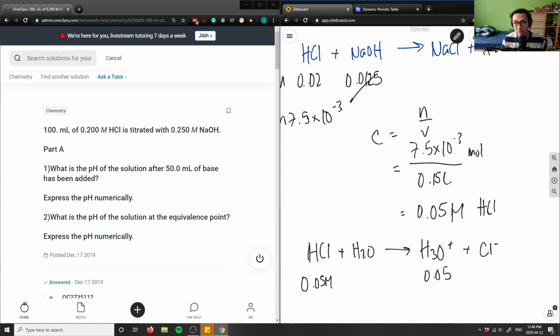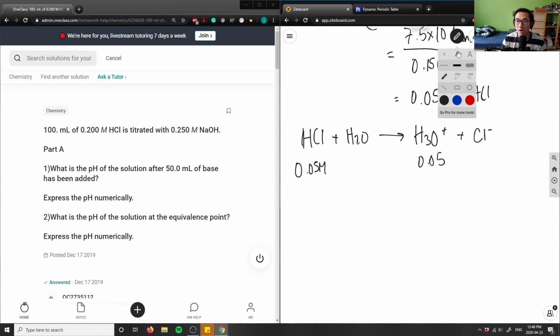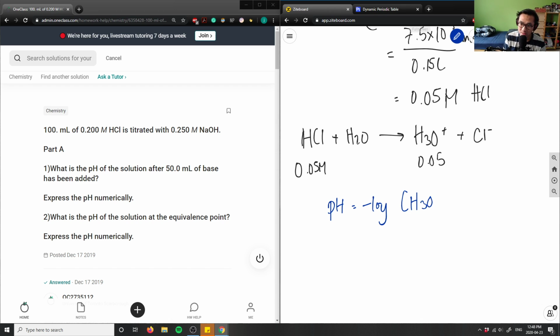right? So now what we can do is finally use our formula here. pH equals negative log of H3O+. And then what we have is negative log of 0.05, which is our concentration of hydronium. So this here would equal negative log of 0.05. This would equal 1.30, which would be our answer for this problem. 1.30 is our pH. So this solution here is number A.